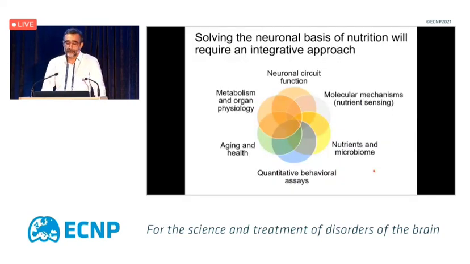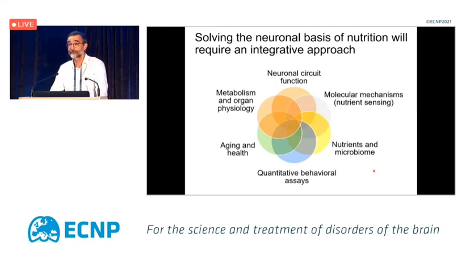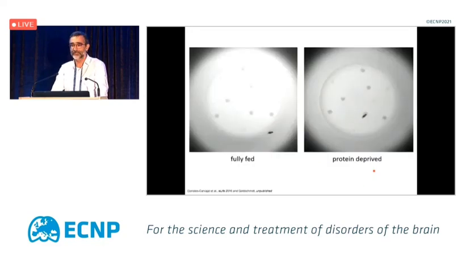So I propose here that because nutrients have such a strong impact on behavior, by looking at neuronal circuit function, molecular mechanisms involved in nutrient sensing in the context of nutrients and the microbiome, using quantitative behavioral assays, putting that in the context of phenotypes like aging and health, and taking into account metabolism and organ physiology, there at the center is really where we can start to understand mechanistically how nutrients act on the brain and how body-brain interactions shape brain function. And obviously that's best done in flies.